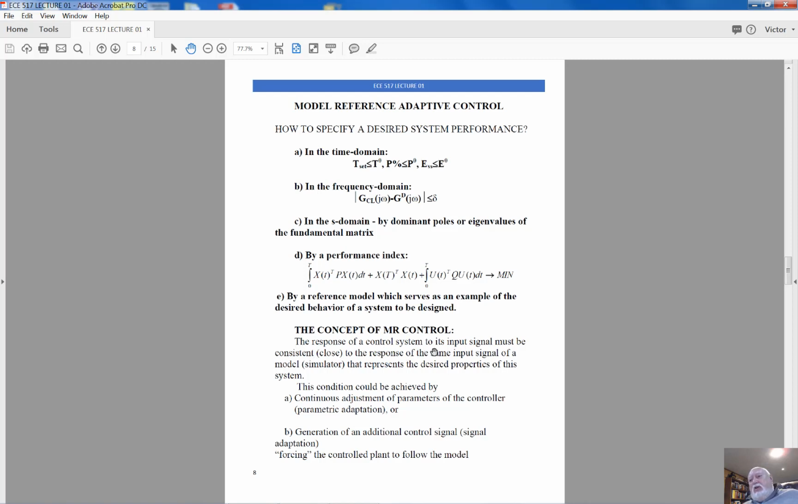The response of a control system to the input signal must be consistent with, or close to, the response of a model to the same input signal. The model often is a simulator, but not necessarily. This model represents the desired properties of the system. So you have a simulator, for example, that represents the desired closed-loop system performance, and we have the real system. And we have to find a way to force the real system to have a response very close to the response of the reference model.